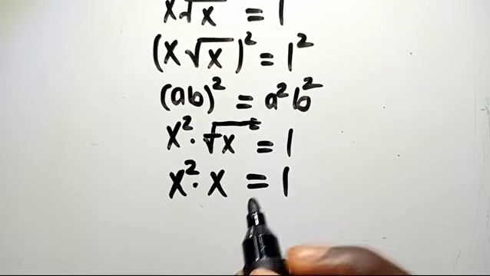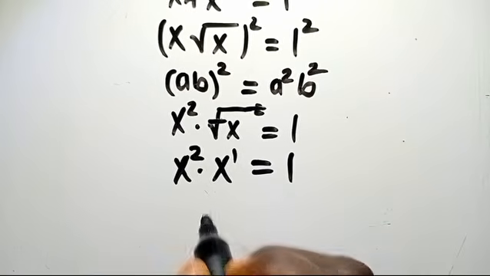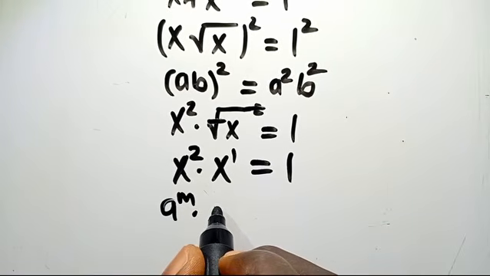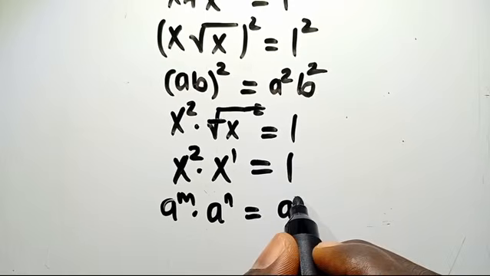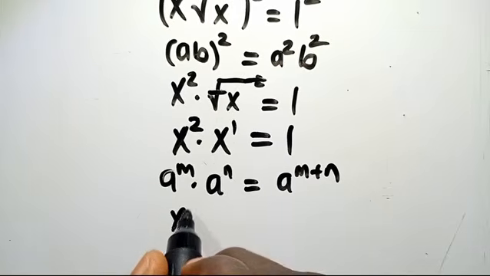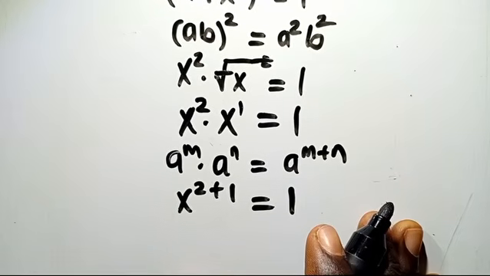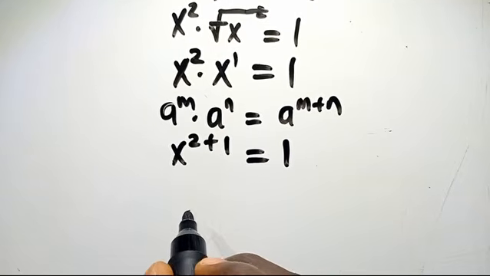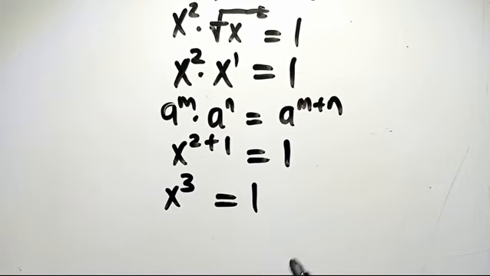Now, from here, let us recall that when you have a to the power of m times a to the power of n, from the law of indices, it equals a to the power of m plus n. So applying it here, we have x to the power of 2 plus 1 equals 1. Then we have x to the power of 3 equals 1.